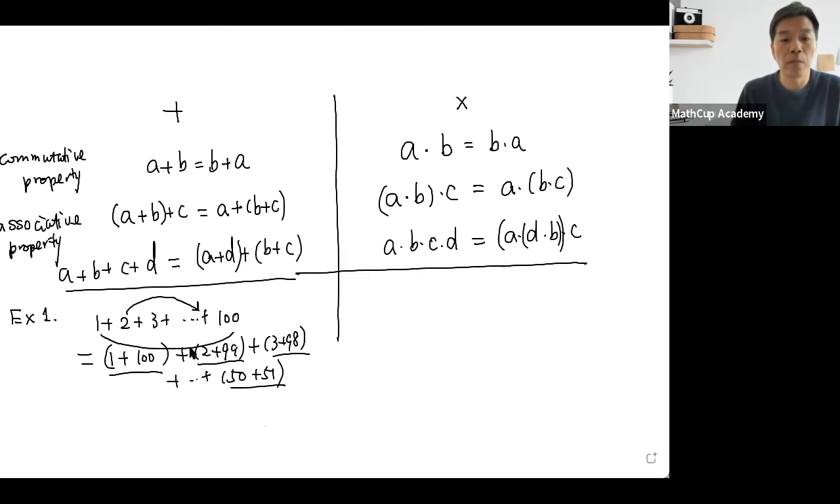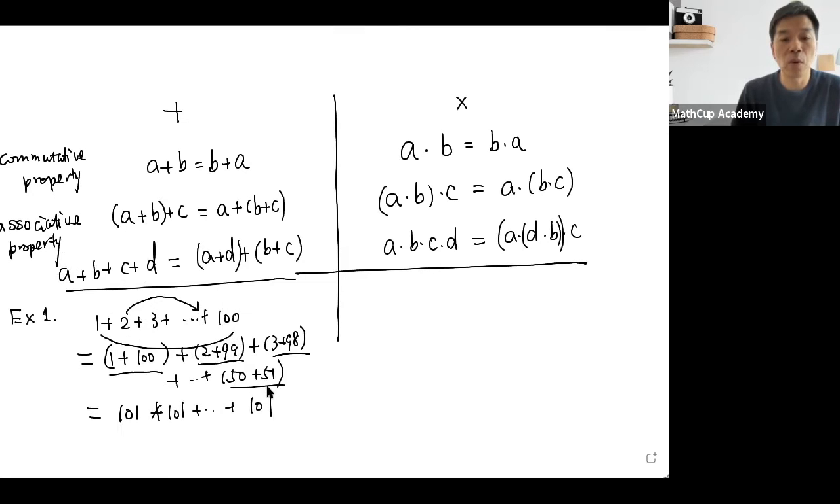Here, we're using the property of commutativity. First, we move the 100 to the front, so we can combine 1 and 100. And then we use associativity. Here we associate 2 plus 99 and 3 plus 98, and so on and so forth. And this is 101 plus 101 plus 101.